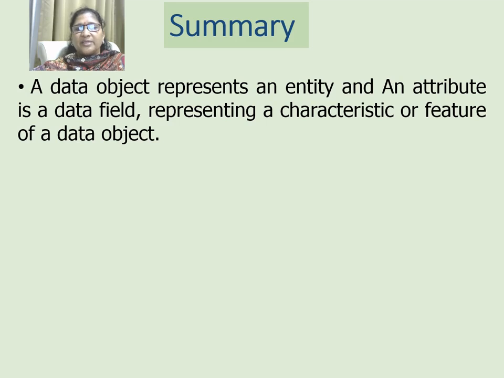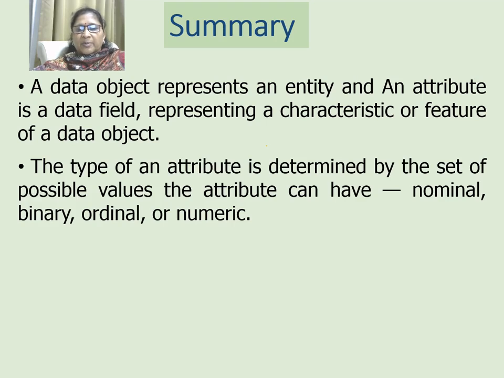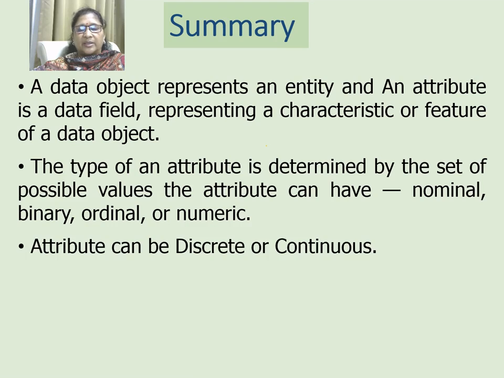So let us summarize what we learnt. A data object represents an entity. An attribute is a data field representing a characteristic or feature of an object. The type of an attribute is determined by the set of possible values that the attribute can have, and they are categorized as nominal, ordinal, interval scaled and ratio scaled. They can also be listed as nominal, binary, ordinal, or numeric.